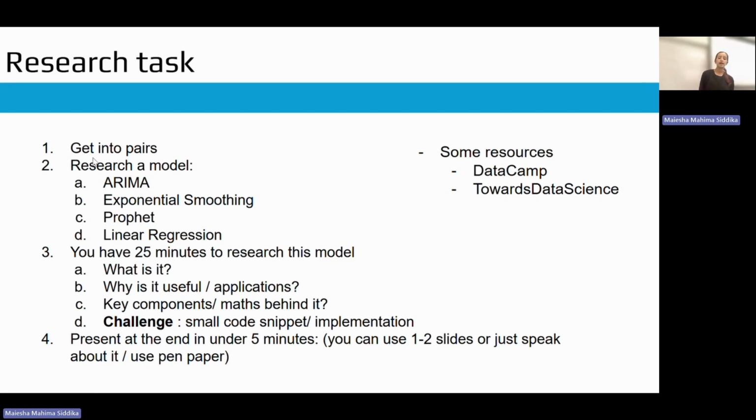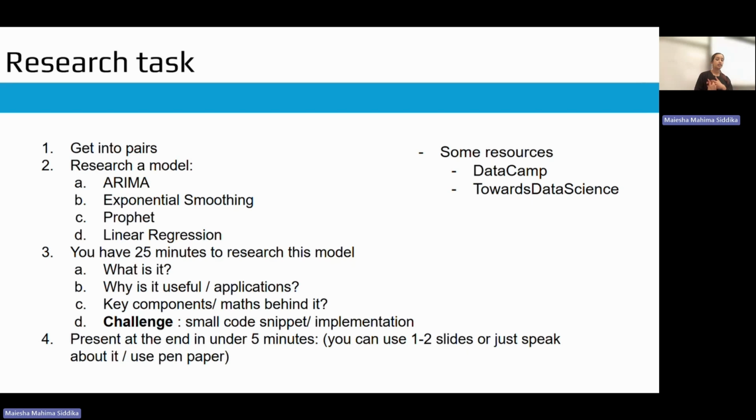So if you get into pairs, research a model, either ARIMA, exponential smoothing, Prophet, or linear regression, and you have 25 minutes to research this model. So what is it in layman terms? Really simply, why is it useful? Why do we care about it? What are the applications? What are some key components or maybe some maths behind it? Again, this should be really understandable to the average person. You can assume some basic data and machine learning knowledge.